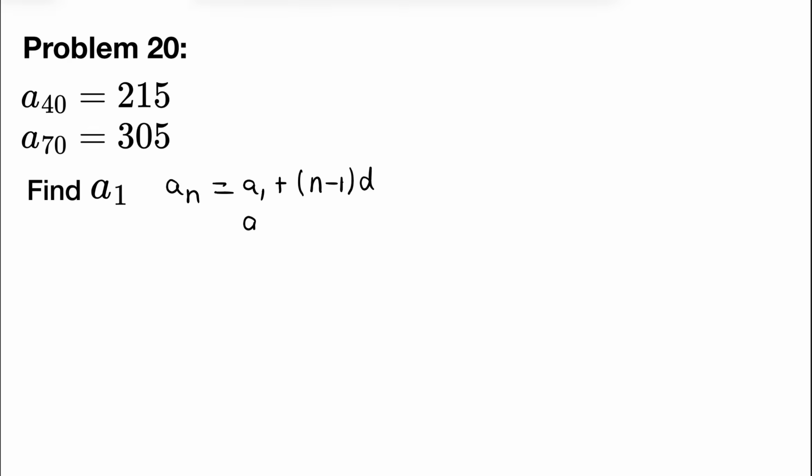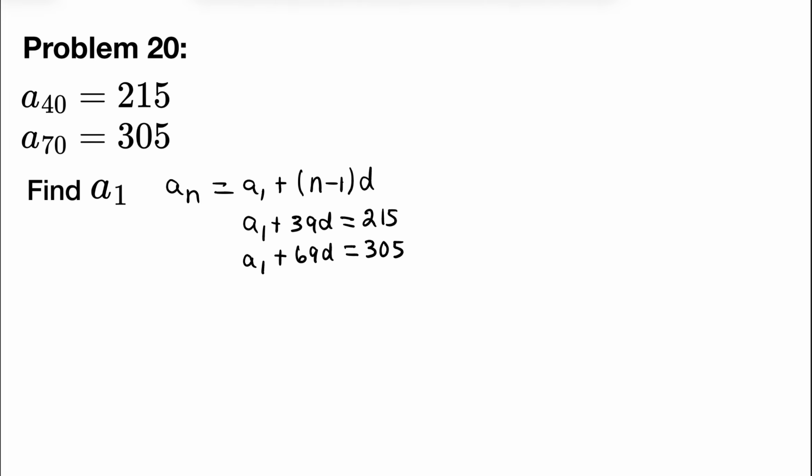We have a sub 1 plus, and then n is 40. 40 minus 1 is 39, so that is 39d. And set that equal to a sub 40, which is equal to 215. And then do the same for a sub 70, so that is a sub 1 plus 70 minus 1 is 69. Bring down your d and set that equal to 305.